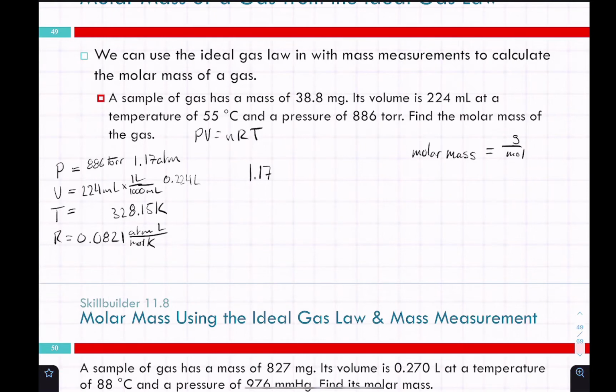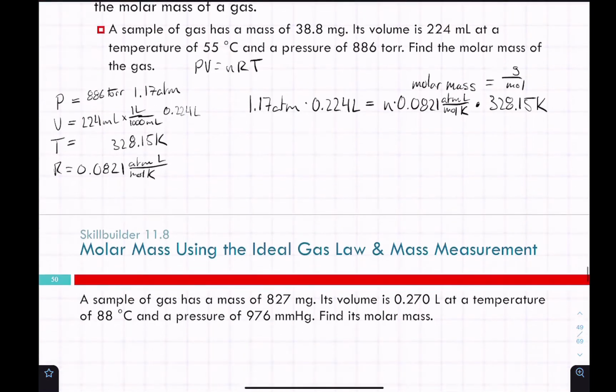So plug everything in and solve for moles, n. So 1.17 times 0.224 divided by 0.0821, divided by 328.15. So that's 0.00973 moles of gas.